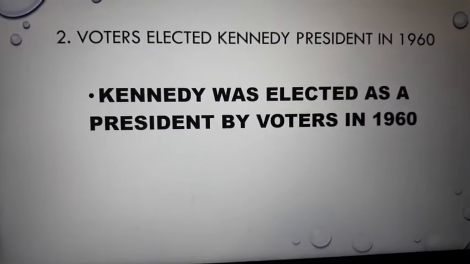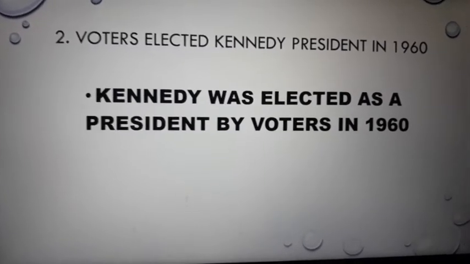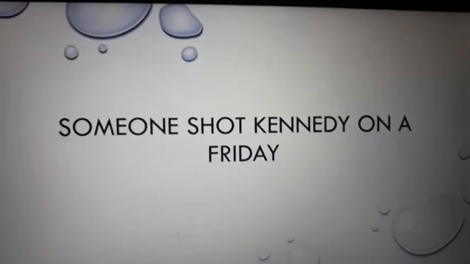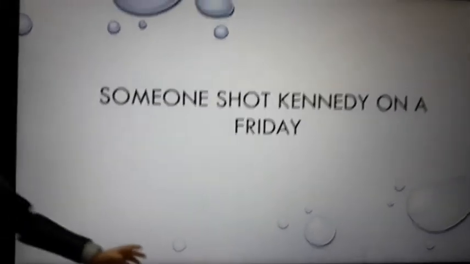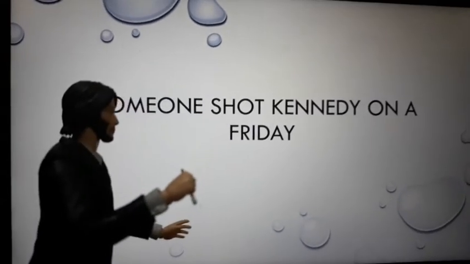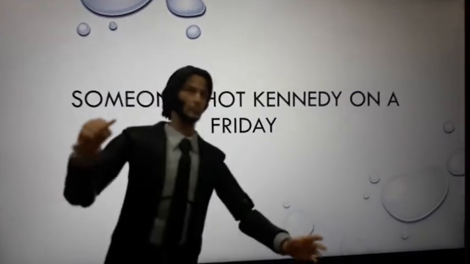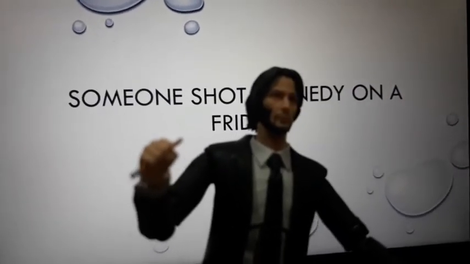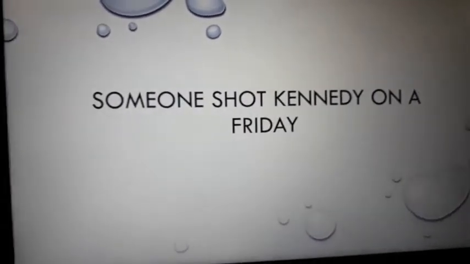Kennedy was elected as a president by voters in 1960, all right? Let's go with number 3. We got someone shot Kennedy on a Friday. That means that we have subject, someone, verb in past again, shot, because all the sentences are in past, object again, Kennedy. Okay? Let's see what the result is.